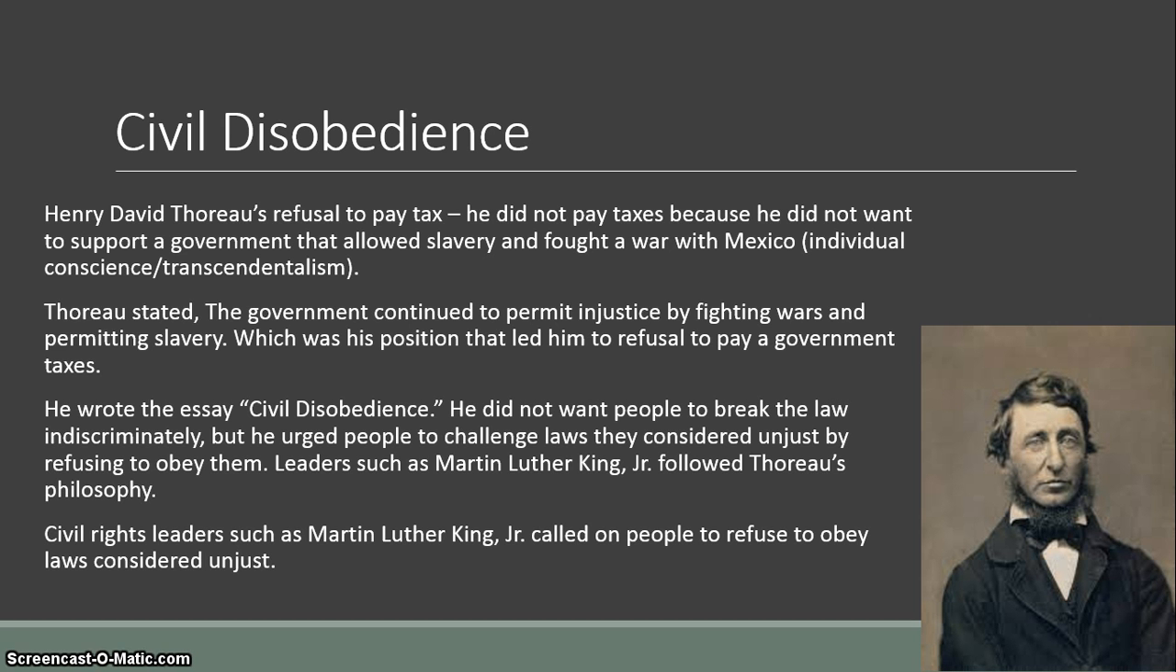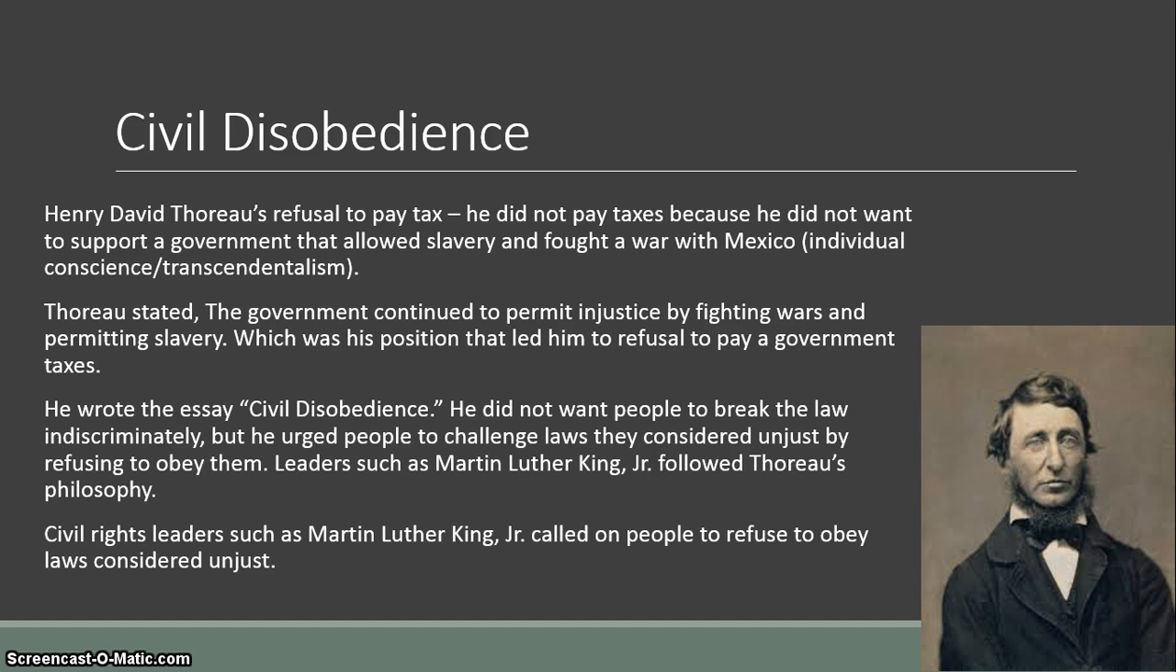And to get all of his thoughts in one place so that people can understand his position, he wrote an essay titled Civil Disobedience. He didn't want people to break the laws indiscriminately. He didn't want people just to go out and start having anarchy, kill whenever you want, take whatever you want, tag whatever you want. He urged people to challenge laws that were considered unjust, that were considered morally wrong. And he said to do this by refusing to obey them.